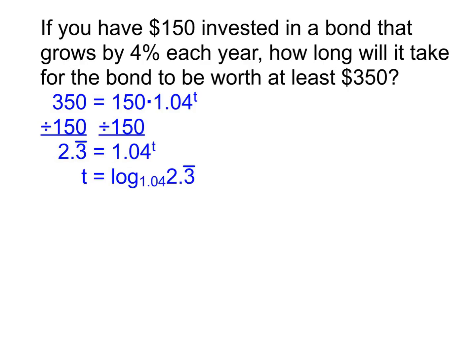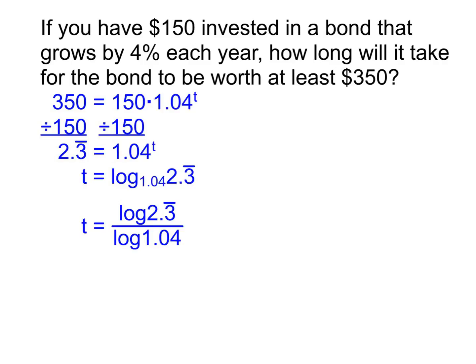Having done that, this is now a value that we can calculate. And so in order to calculate it, I'm going to start by rewriting it using the change of base formula. So now I have log of 2.3 repeating over log of 1.04. Now, I haven't done anything else with my calculator since I got that 2.3 repeating, which means that still on my calculator, it's displaying 2.3 repeating.